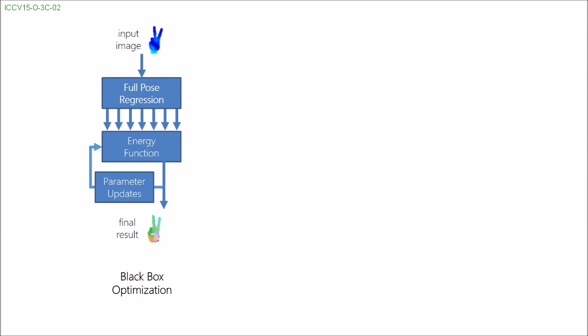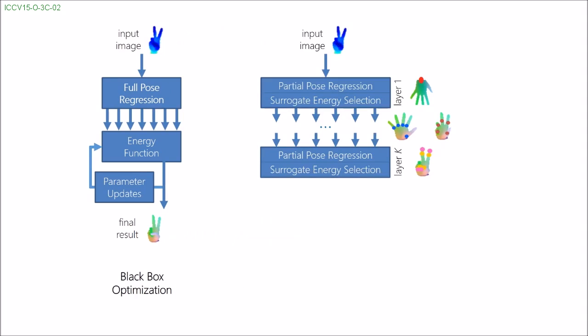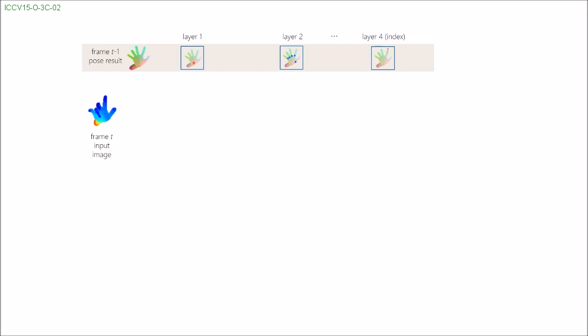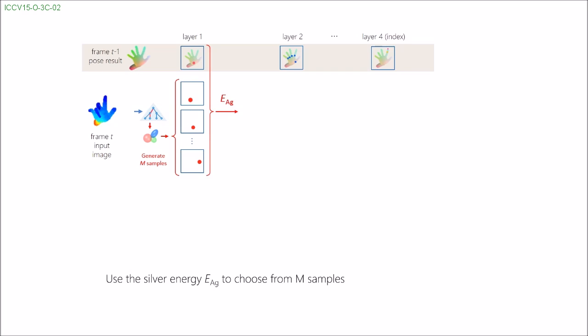In this paper, we propose a novel method that improves upon black box optimization by exploiting high-level knowledge of the structure of the parameters. Due to the hierarchical structure, it is called hierarchical sampling optimization. The partial pose optimization is done in this way: each input is propagated down the regression forest and mapped to a GMM distribution. NM samples are drawn from this distribution. Then the silver energy is applied to select the best one.